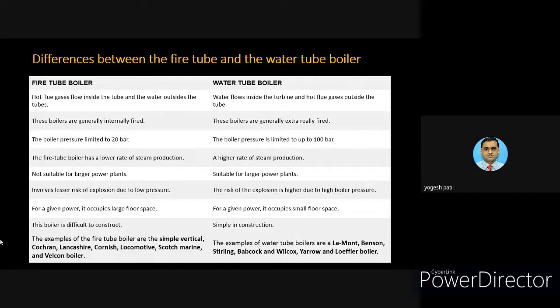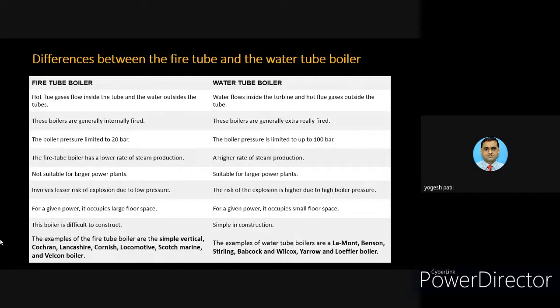In the fire tube boiler, the construction is simple, so less risk is involved because the pressure is low. On the other side, in the water tube boiler, the pressure is very high, up to 100 bar, so there are chances of explosion. So that risk is there in the water tube boiler.